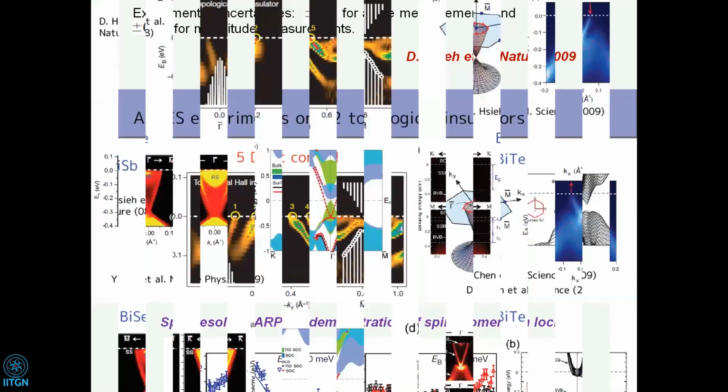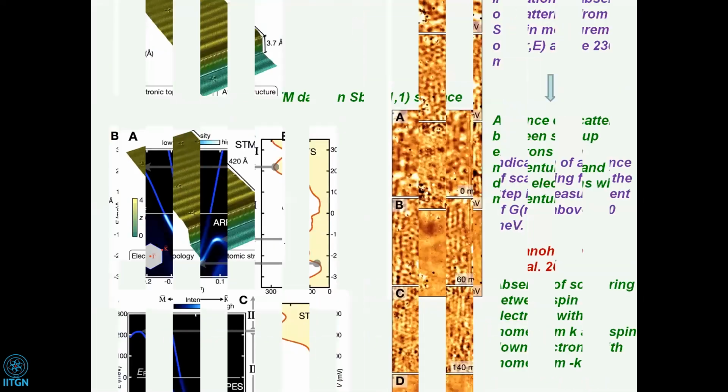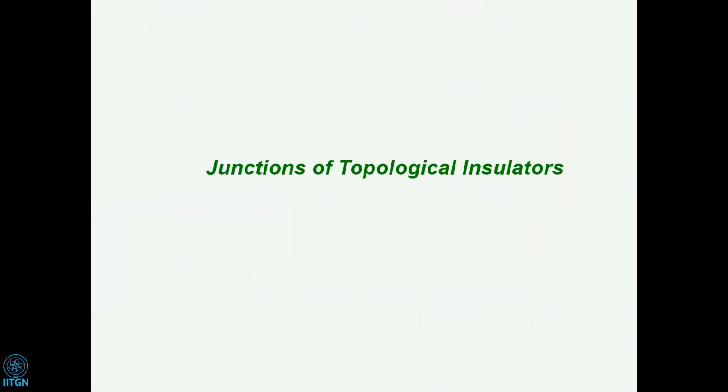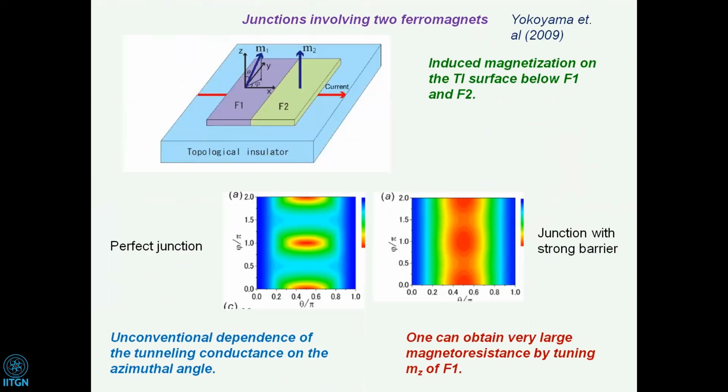Okay. Any other questions? Okay, so if not, let me just quickly go through these junctions of topological insulators. So after this thing came up, people were trying to look for several properties of this topological insulator. So I'm going to go through them one by one, at least some of them. So the first thing that they found is that if you put a magnetic material on top of this topological insulator surface, then you induce a magnetization.